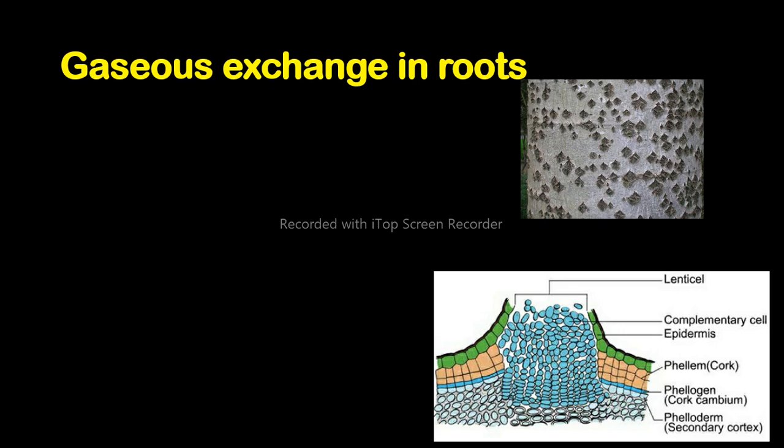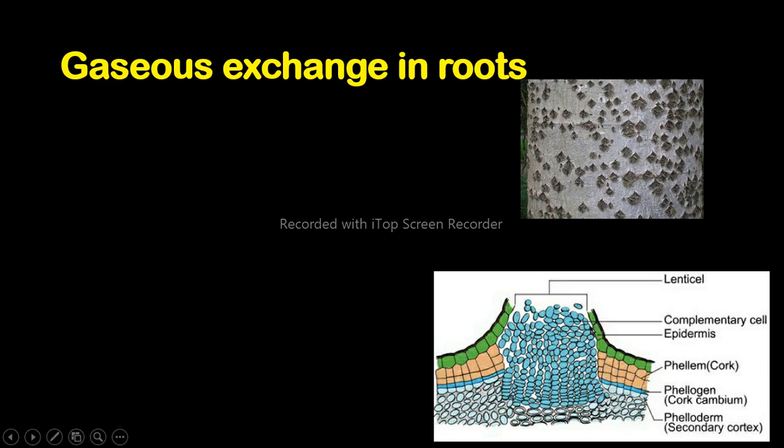So these are structures that do not have the outside impermeable layer. Now you can't convince me that gases will diffuse through that layer. As a result, you form specialized structures over which gases are going to diffuse. And those structures are called lenticels, as you can see.